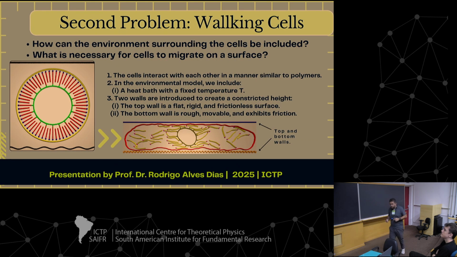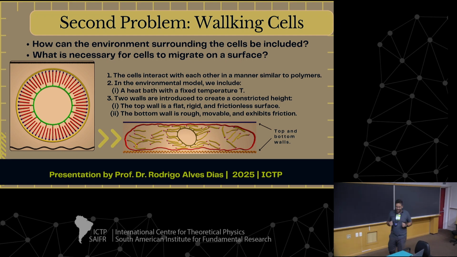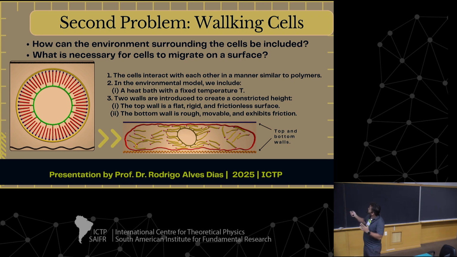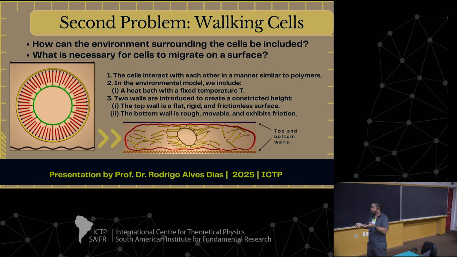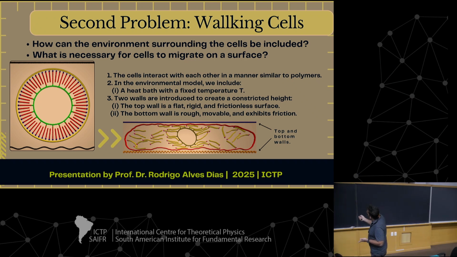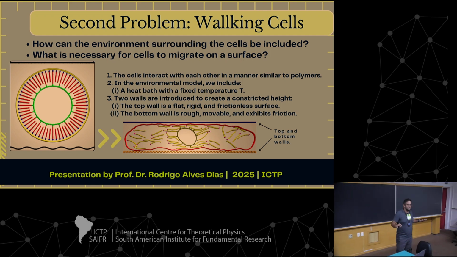The second problem was the walking cell. The walking cell was a very exciting problem because I was at home trying to put these cells in an environment. And the first thing I needed to put in was temperature. Yeah, because if I put a cell in an environment, I need to bring it to a temperature. I pushed two walls. One wall is flat and not rough, and the other wall is flat and rough. I put the cell and the cell doesn't walk.